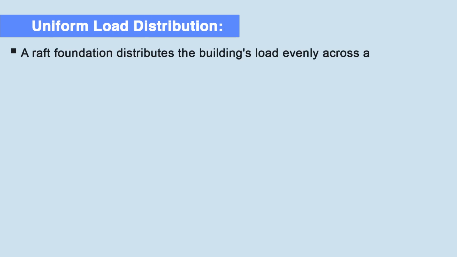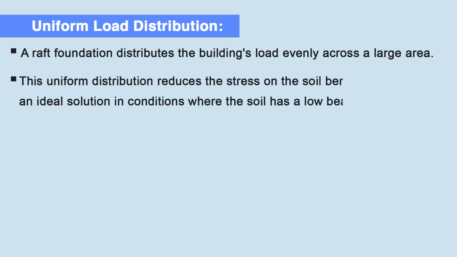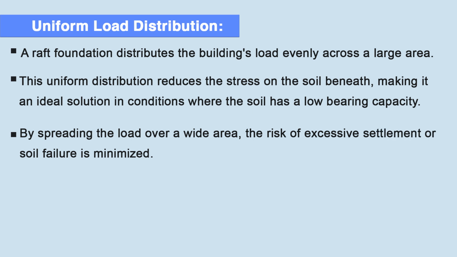First is uniform load distribution. A raft foundation distributes the building load evenly across a large area. This uniform distribution reduces the stress on the soil beneath, making it an ideal solution in conditions where the soil has a low bearing capacity. By spreading the load over a wide area, the risk of excessive settlement or soil failure is minimized.